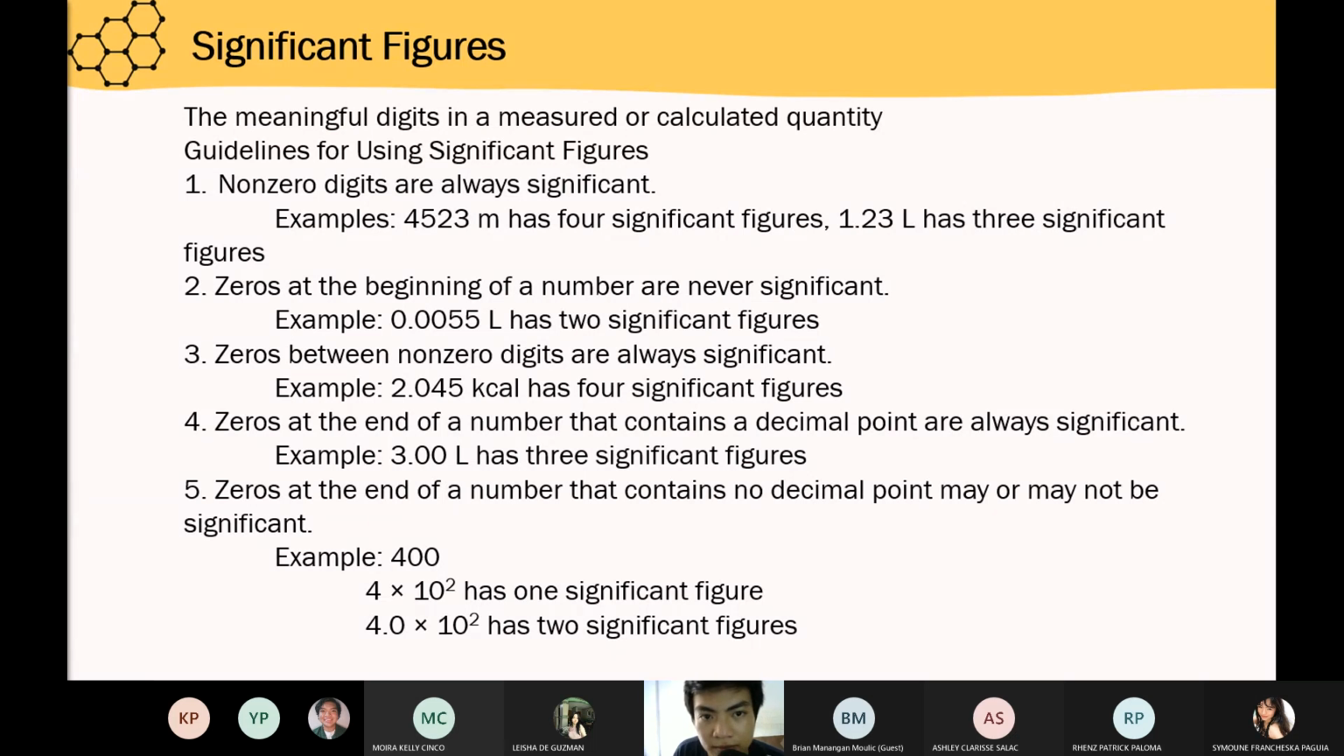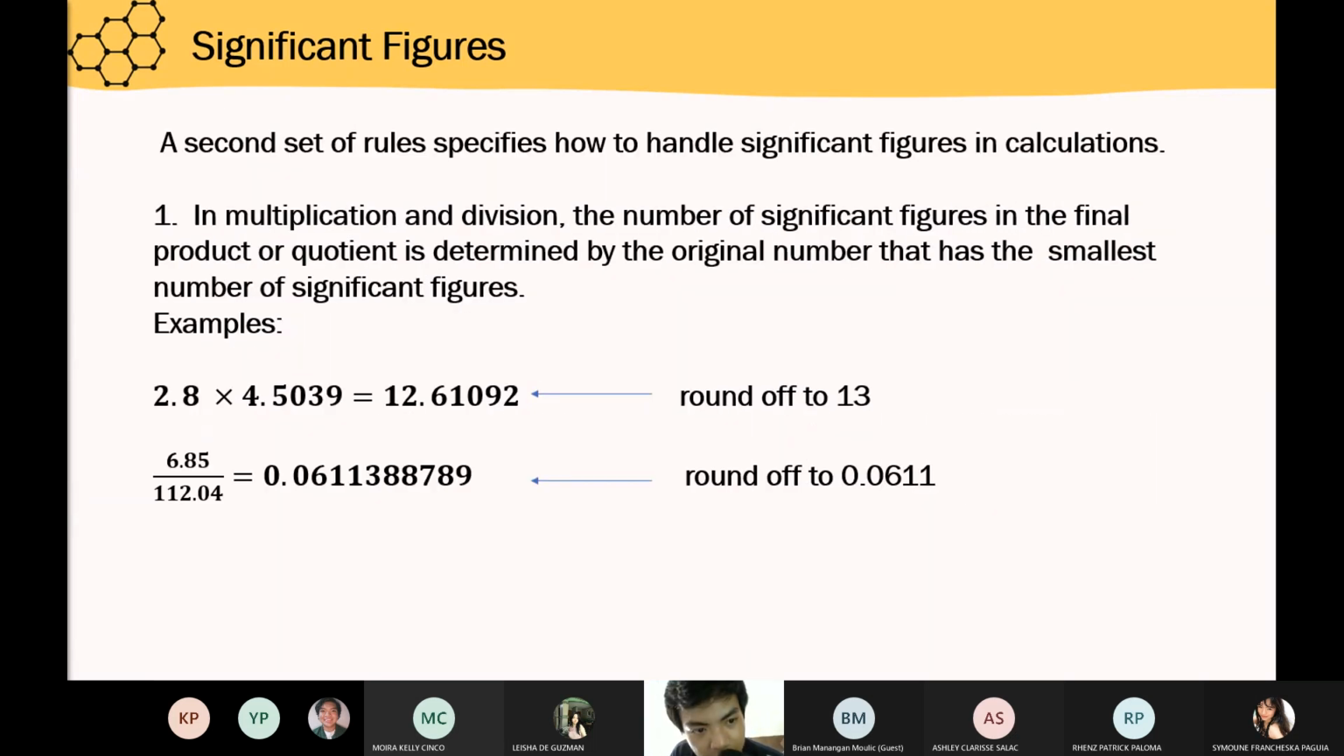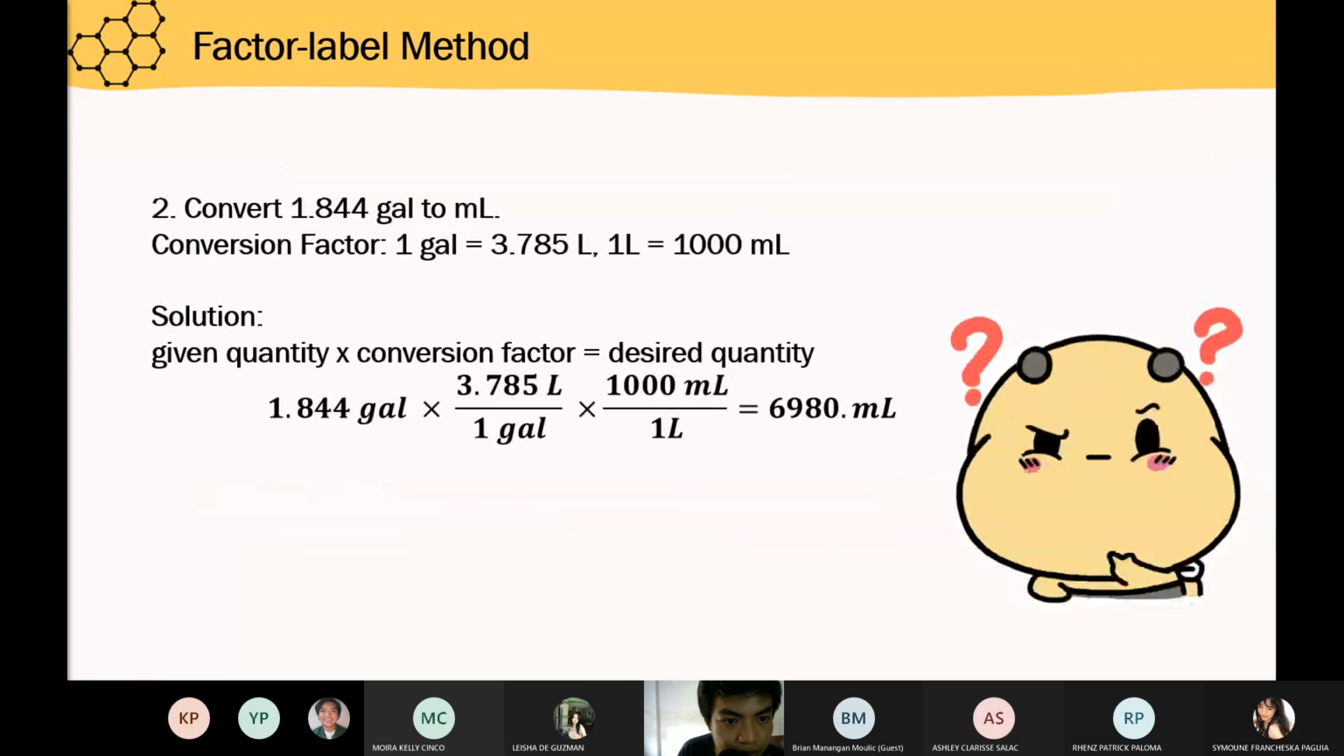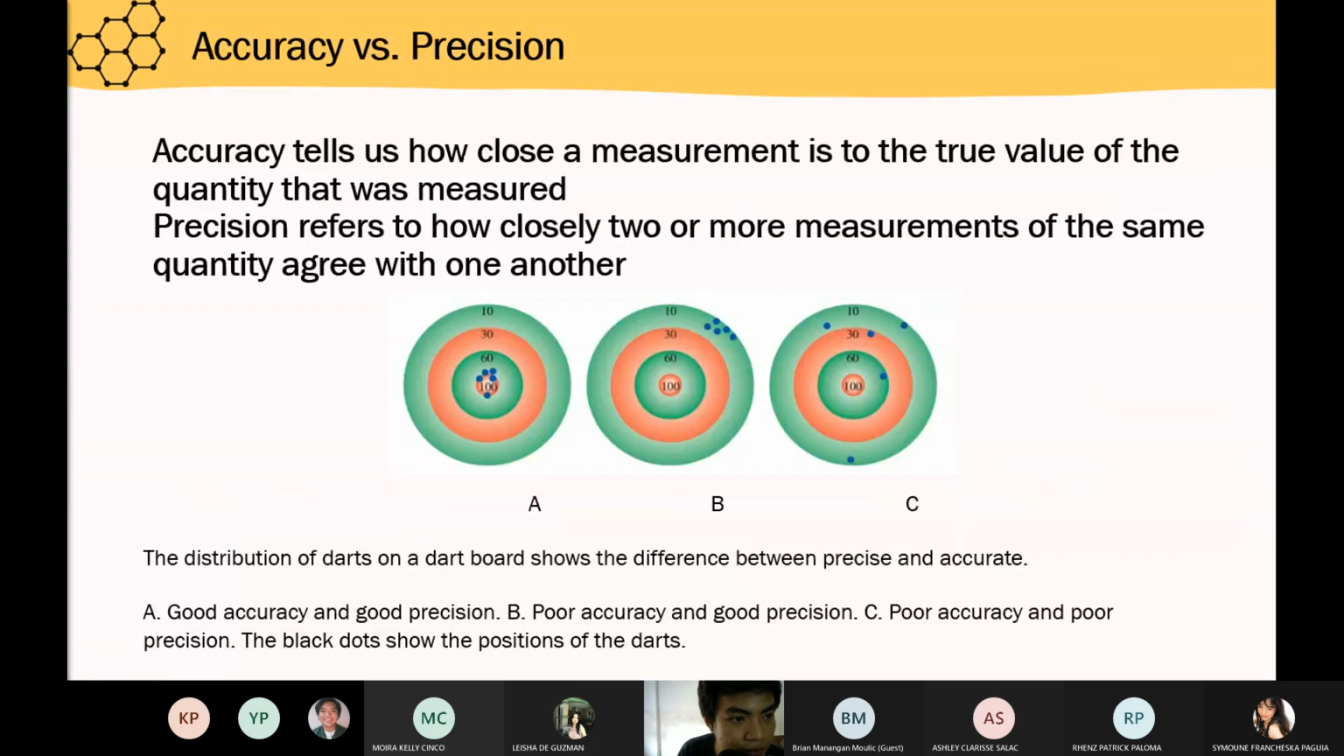So pakibasa na in advance. And the operations, turuan ko kayo nito. Okay? And most importantly, yung conversion. So yan. And etong accuracy and precision, babasahin lang natin yan.